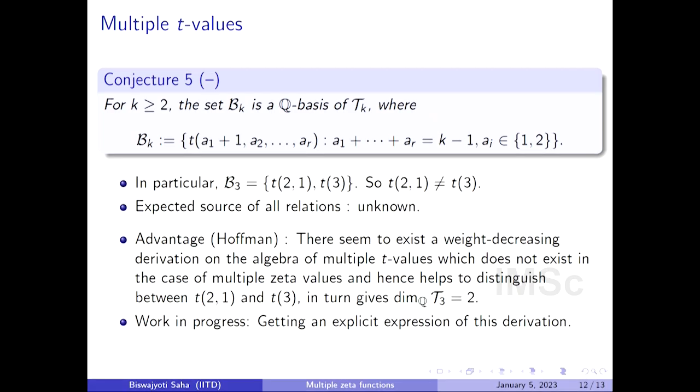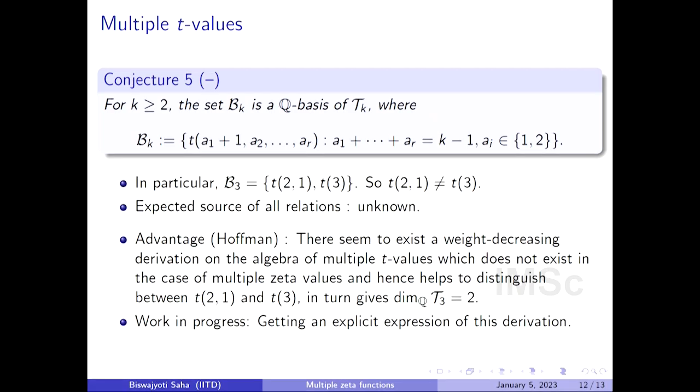So there seems to exist a weight-decreasing derivation on the algebra of multiple t values, which does not exist in the case of multiple zeta values. So what does it say? It says that if we just restrict to multiple zeta values, we do not see certain maps appearing. Once we extend our setup, we see certain maps appearing. Now what does it help with? It helps to distinguish T21 and T3. Why? Because T3 is effectively a zeta value, some multiple of zeta 3. So it helps to distinguish between these two numbers. So this number upon that derivation will not vanish, but this number upon that derivation will vanish.